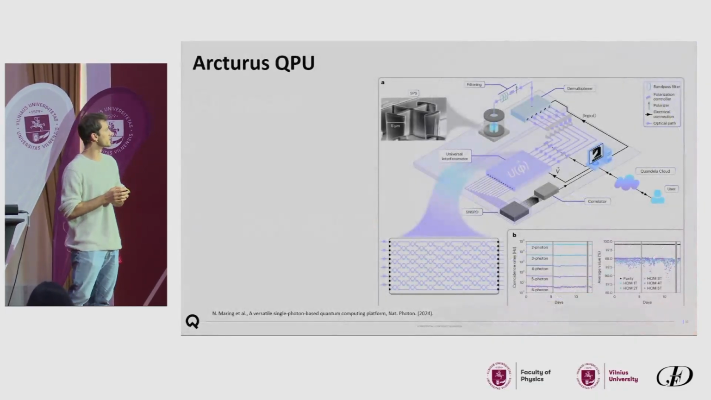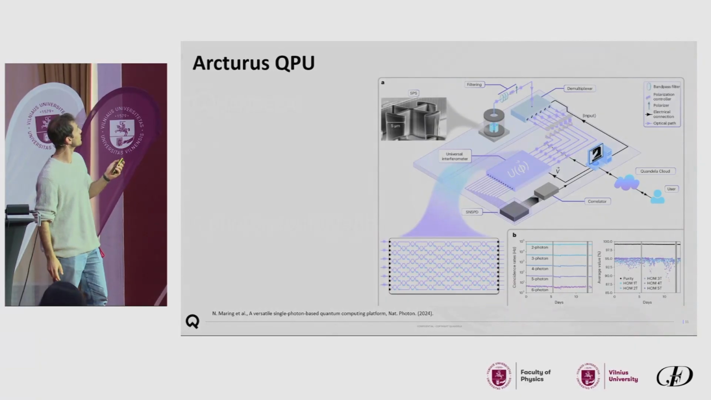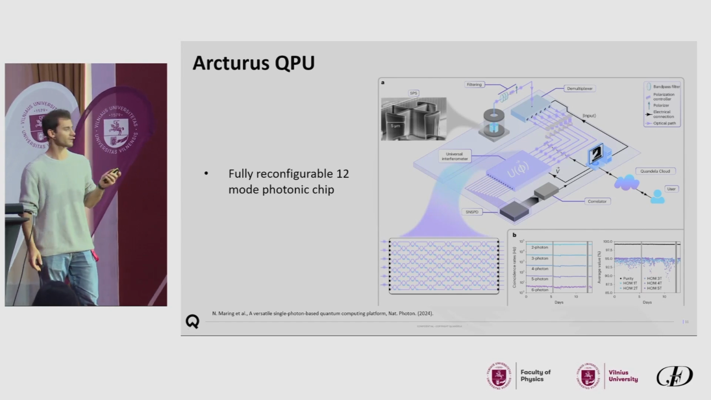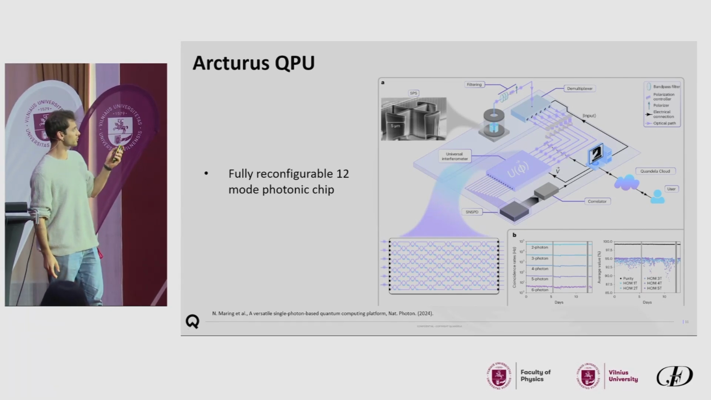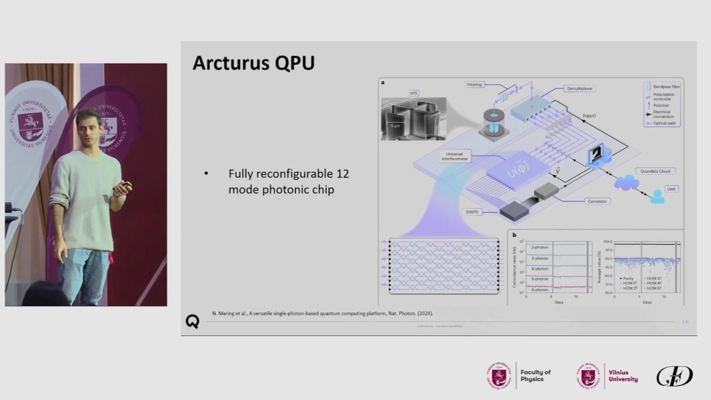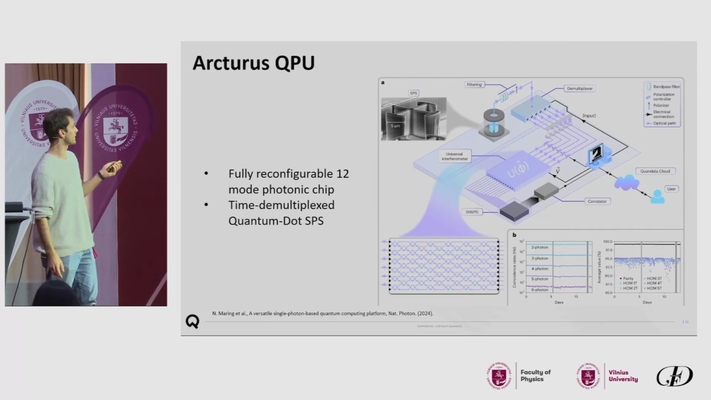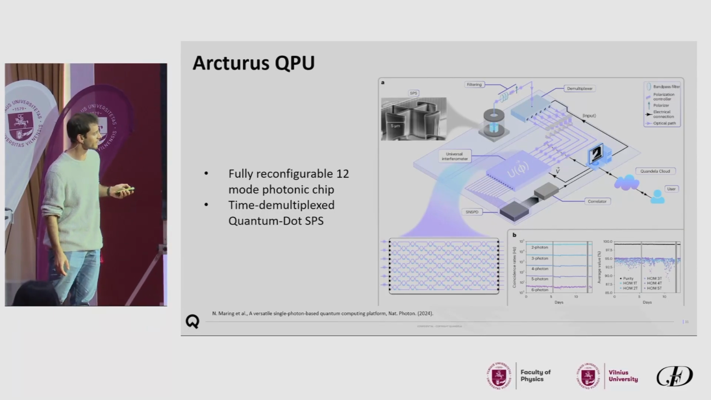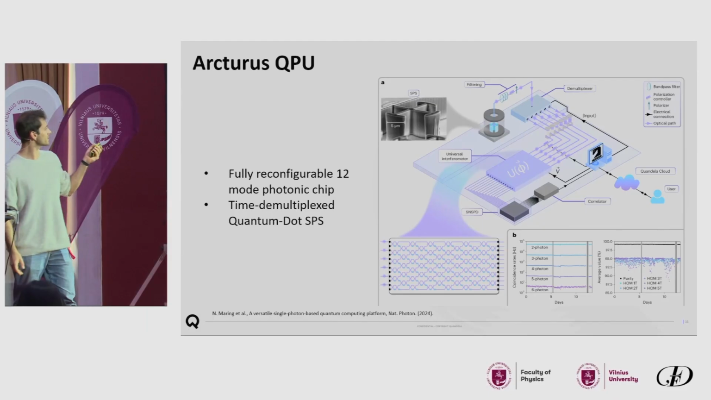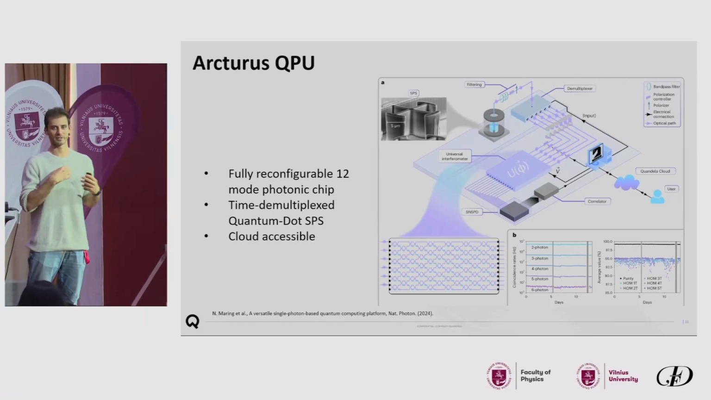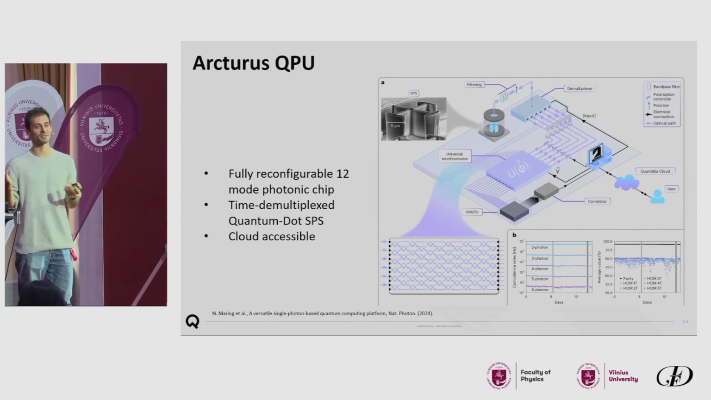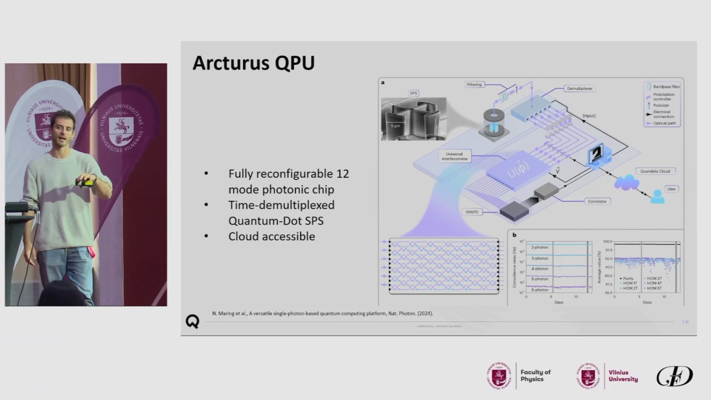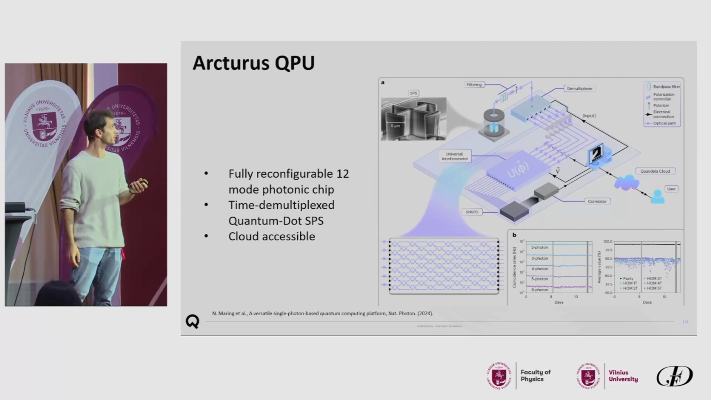For this purpose, we used one of the machines built by Quandela, which is called Arcturus. This machine is a fully automated boson sampling setup equipped with a 12-mode reconfigurable and universal photonic chip and a time-multiplexed quantum dot single photon source that is able to produce up to 6 photons at reasonable rates. On top of that, this machine is cloud accessible. I'm not an experimentalist. The only thing we had to do is instruct the machine through a Python script on the interferometer that we wanted to realize and the number of coincidence outcomes that we wanted to record.